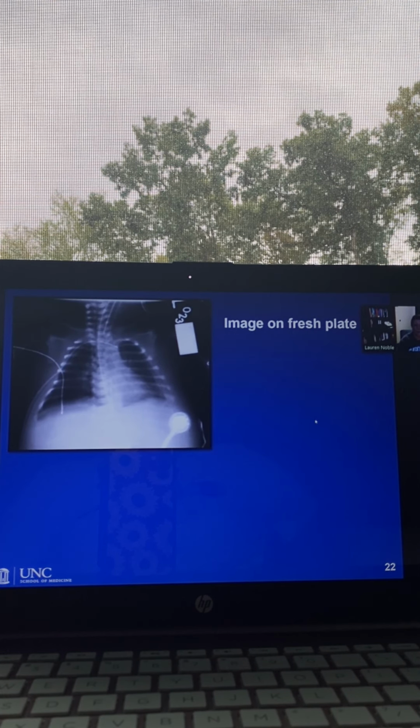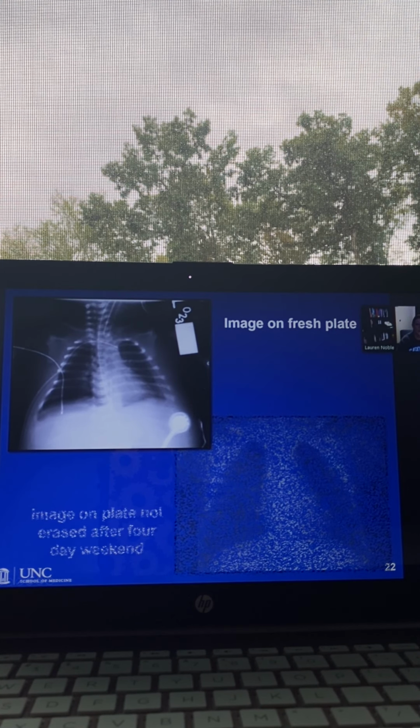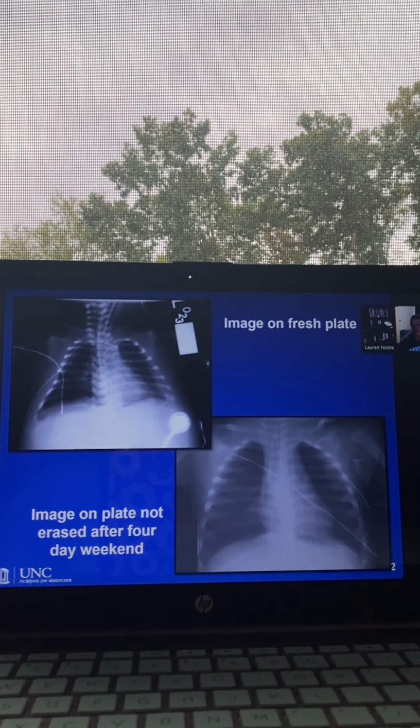Here's an image on what we call a fresh plate, a plate that had been erased. Here's an image on a plate that was not erased after a 4-day weekend. So that plate sat for 4 days. See how low contrast that is? It's a terrible image. Not good contrast to noise ratio, is it? So it could be hard to distinguish low contrast structures. If there were any soft tissue abnormalities in there, it'd be very hard to pick that out because that contrast is terrible. That's what it could end up looking like. Okay.